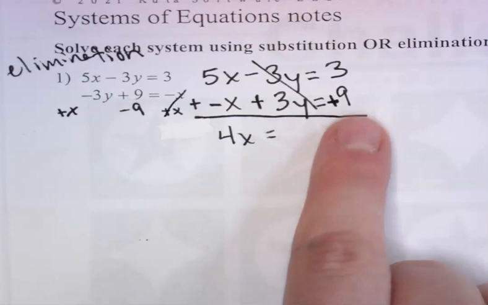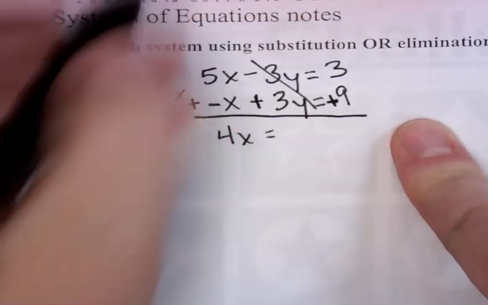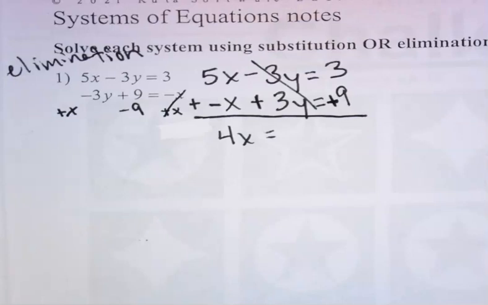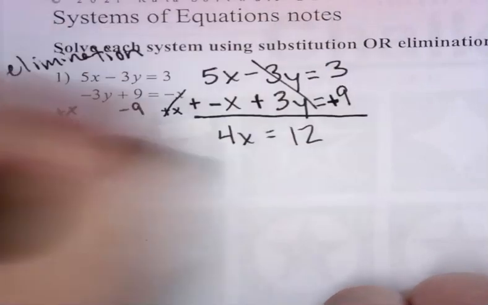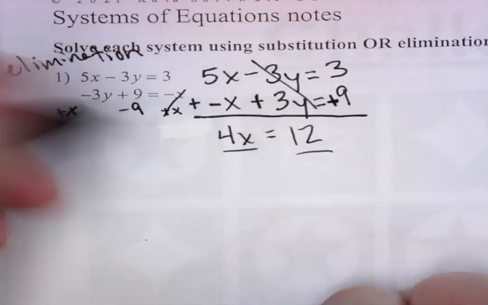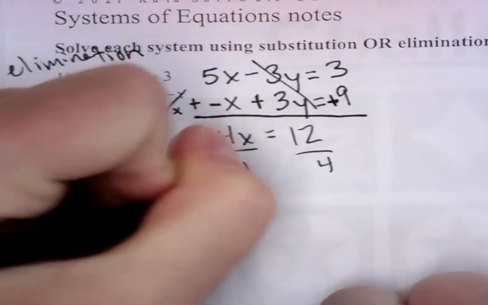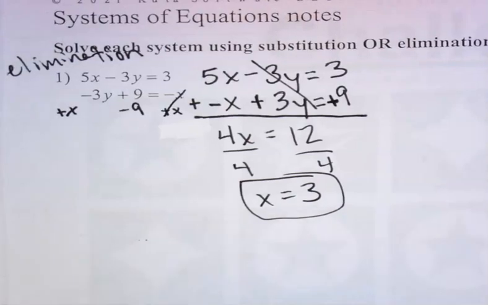It needed to be a negative 9 here. And then we multiplied that equation by a negative, so it becomes a positive 9. So 5 minus x becomes 4x. And then 3 plus 9 is 12. We're now just solving for x because the y is gone. So divide by 4, divide by 4. X equals 3. Okay, and then now it's up to you.